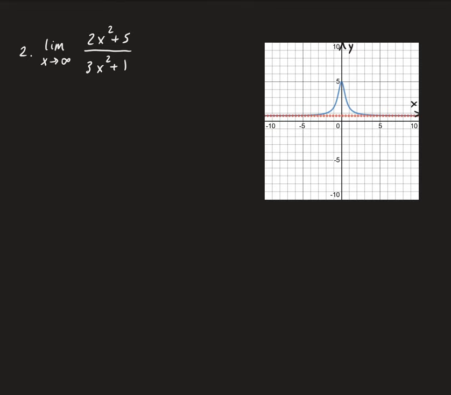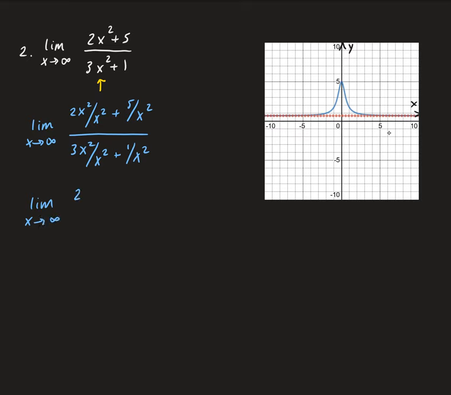The second one is this function. We can approach this in the same manner as we did in the first limit. We identify the term with the largest degree on the denominator, which is x squared. So we take the limit of 2x squared over x squared plus 5 over x squared, all divided by 3x squared over x squared plus 1 over x squared. Simplifying this gives us 2 plus 5 over x squared, all divided by 3 plus 1 over x squared.